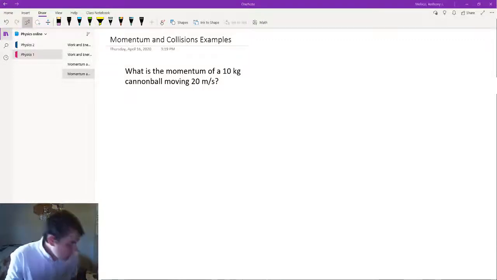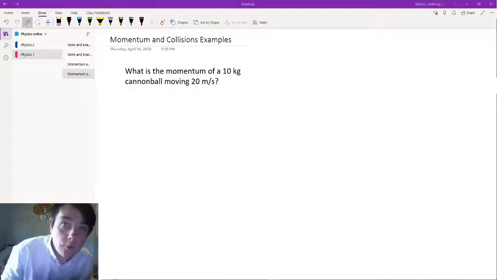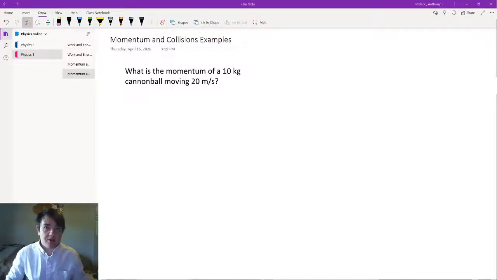Hey guys, for this lecture, I'm going to do momentum and collisions examples. Last time we talked about what momentum is, impulse, and how we can use that to solve collision type problems, whereas we couldn't do that type of stuff before.